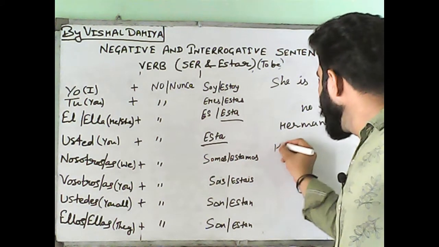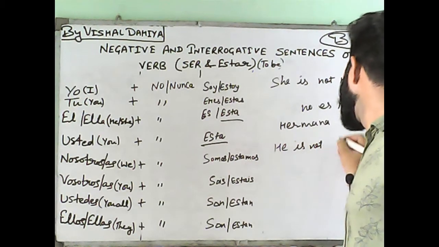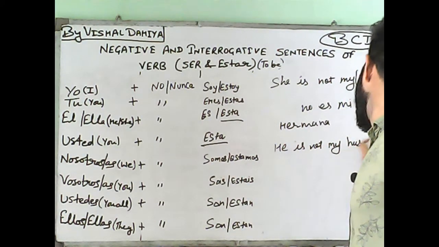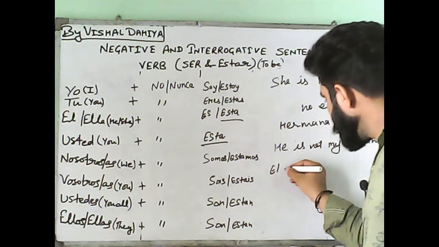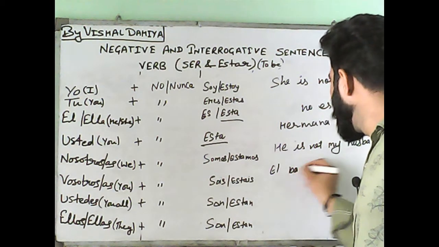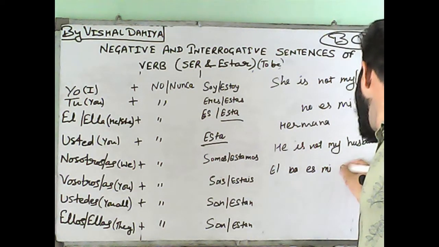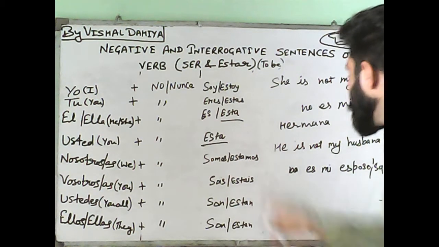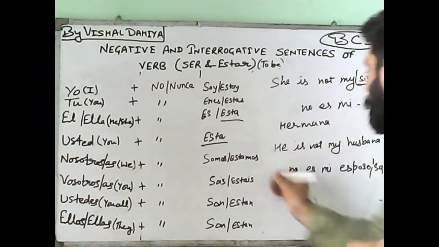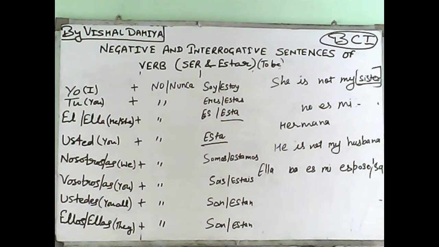So if I want to say he is not my husband, you can say él no es mi esposo, right? But if I use esposa, for example, I will have to either remove the pronoun or use ella, because esposo means husband and esposa means wife, right?